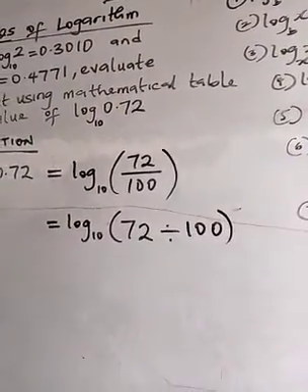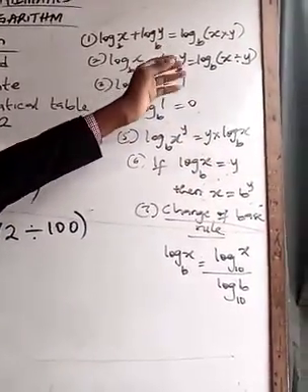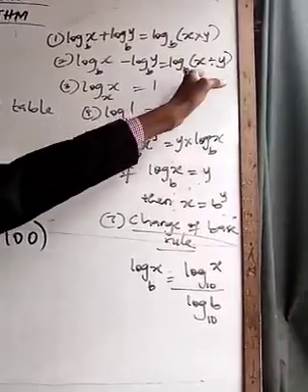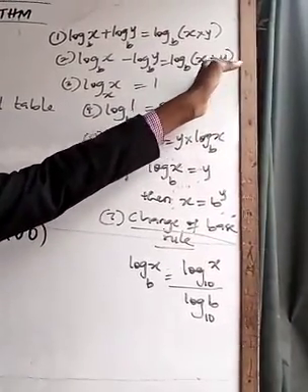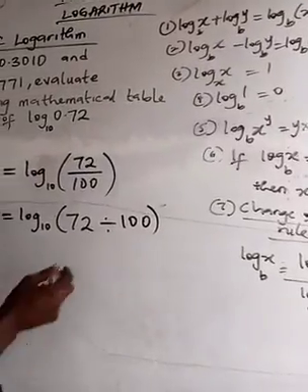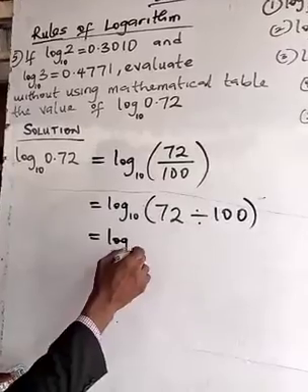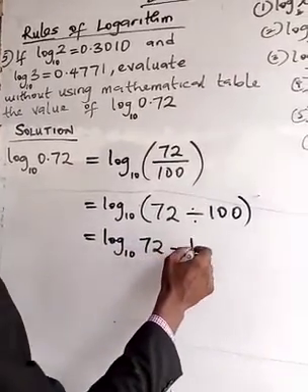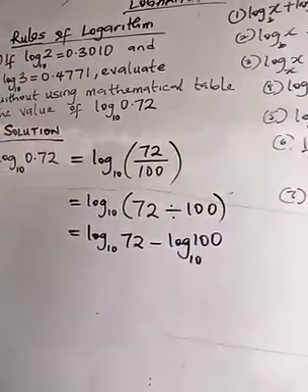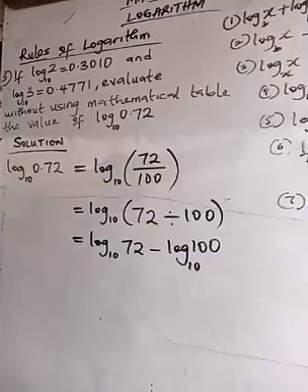Now the rule that we are going to apply here is rule 2. We are going to apply rule 2 in reverse. Since if you subtract two logs, that means you just divide the numbers. So that means if you are dividing the numbers, you will just subtract the logs. So what that means is that this one can be expressed as log 72 minus log 100 base 10. Log 72 base 10 minus log 100 base 10.